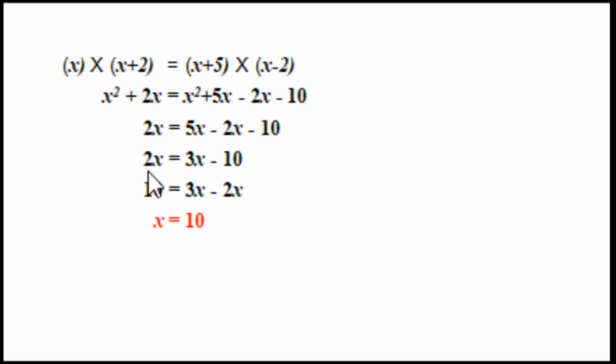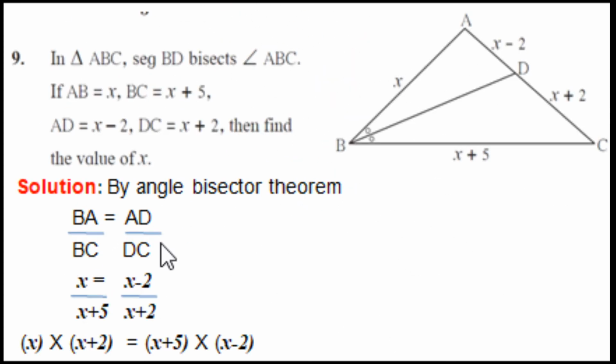3x minus 2x is equal to 10, and finally you get the value x is equal to 9. We only have to find out the value of x. We don't need to find out the values of AB, AD, DC, BC. If the question appears in the exam to find the value of BD, then you just have to put the value of x and you get the values of AB, AD segments. Okay.